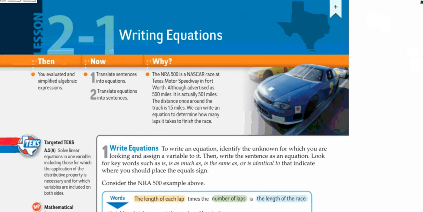All right, so today we're looking at writing equations, lesson 2.1 in the textbook. The two objectives for this lesson are translating sentences into equations, and then the opposite, translating equations into sentences.